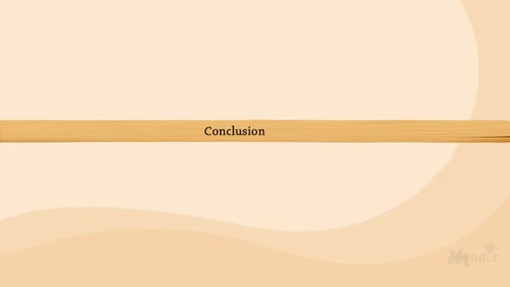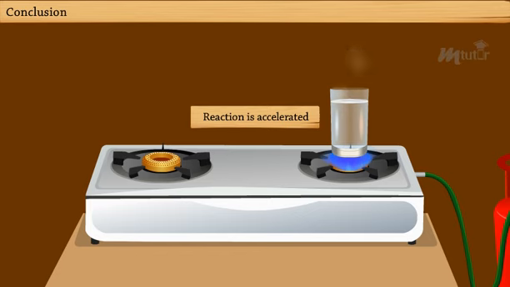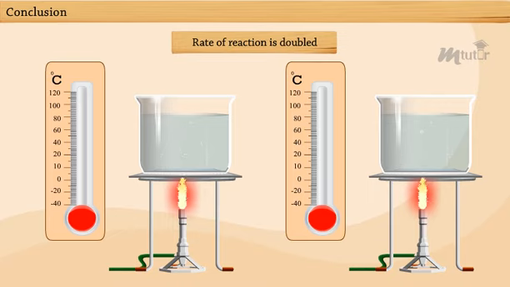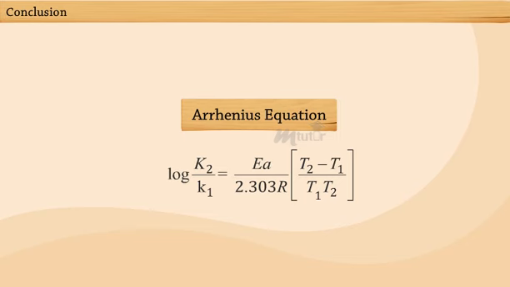Conclusion. Thus we learnt that an increase in temperature accelerates a chemical reaction. And for a chemical reaction, if the temperature is increased by 10 degrees Celsius, the rate constant, or the rate of a chemical reaction, is nearly doubled. The equation that relates the temperature dependence of the rate of a chemical reaction is called the Arrhenius equation.